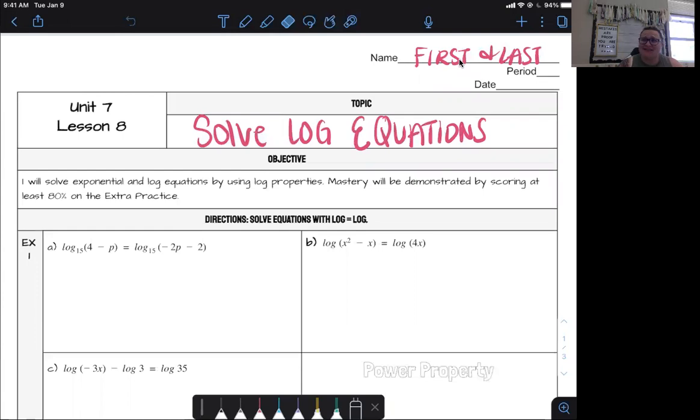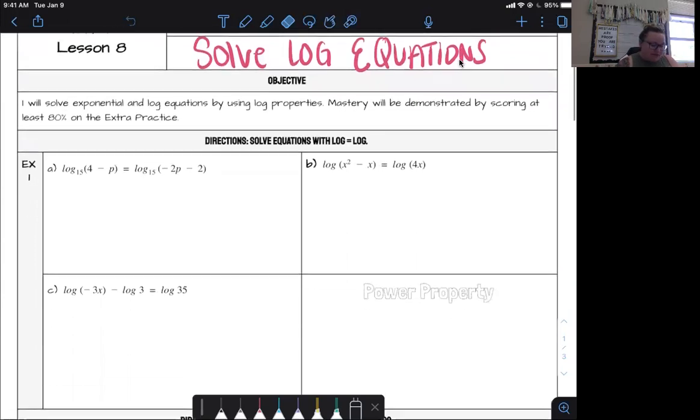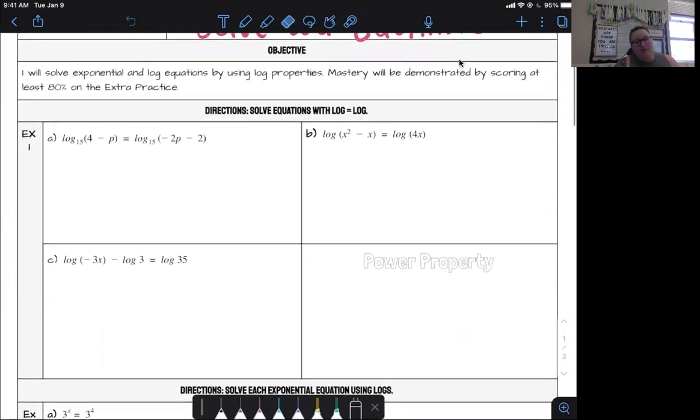Today is our second to last lesson of the entire school year. How crazy is that? So we're going to be doing Unit 7, Lesson 8. Our main topic is solving log equations. Don't forget to put your first and last name, period, and the date in the upper right-hand corner of your paper real quick. Our objective today is I will solve exponential and log equations by using log properties. Mastery will be demonstrated by scoring at least 80% on the extra practice.